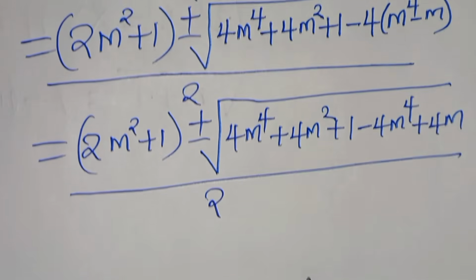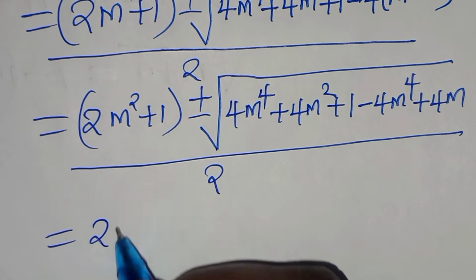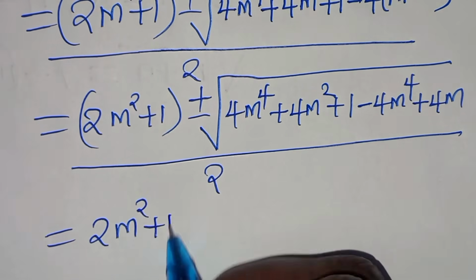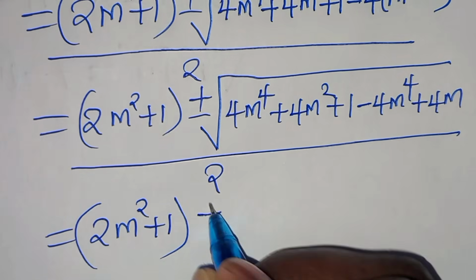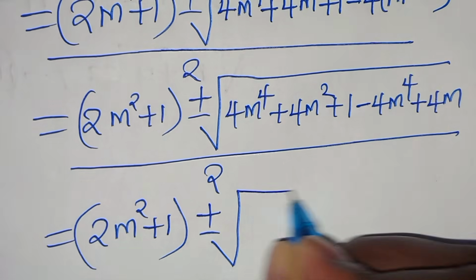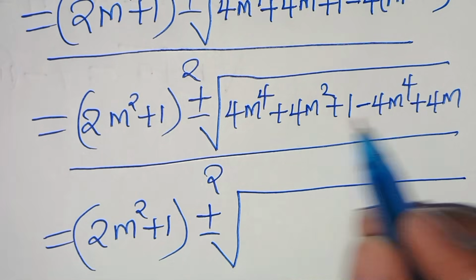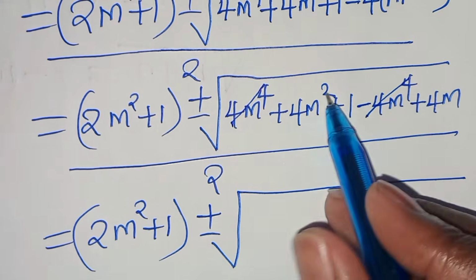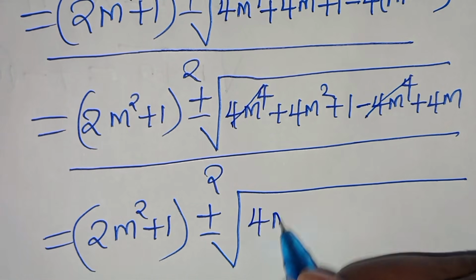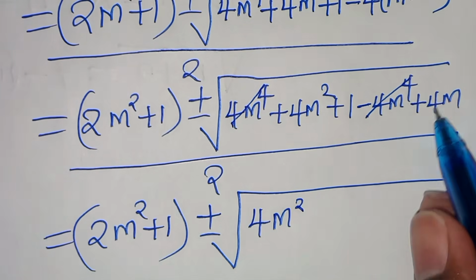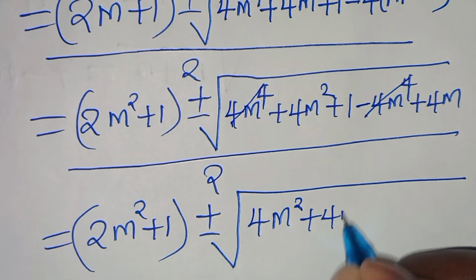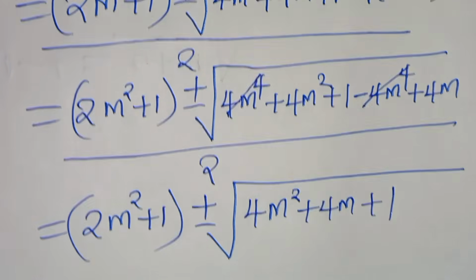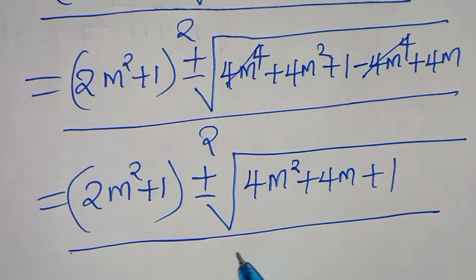Let's proceed. So we have 2m to the power of 2 plus 1 plus or minus the square root of 4m to the power of 4 minus 4m to the power of 4. This simplifies so that we have 4m to the power of 2, then plus 4m plus 1. Then everything here divided by 2.